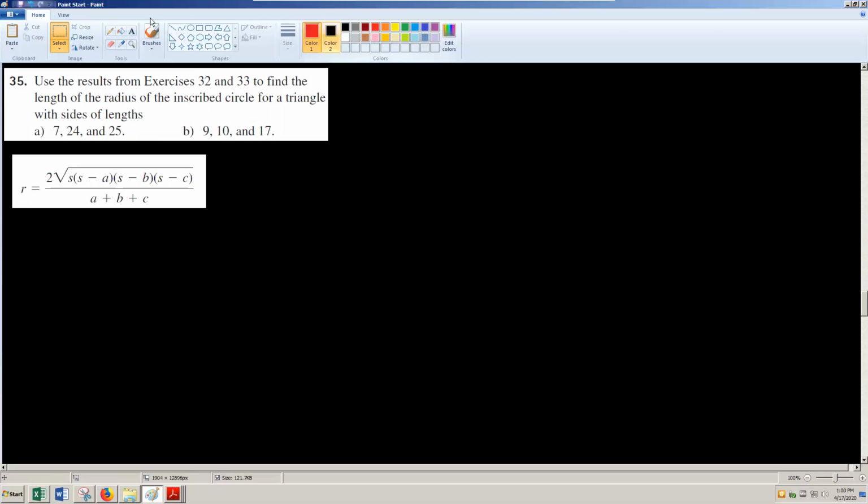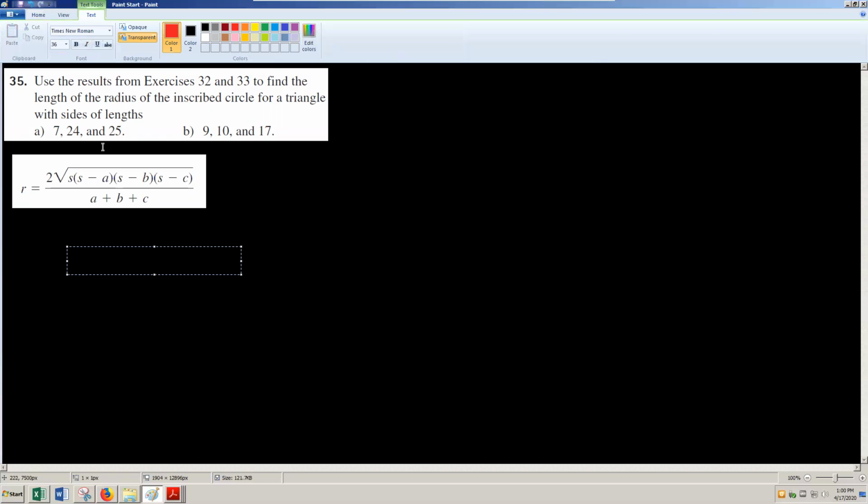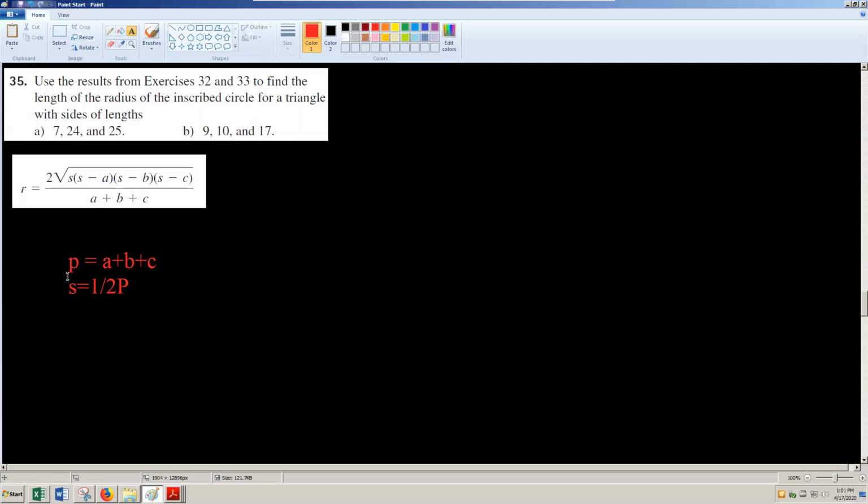The only interesting part, I guess, to go from here to here is that my perimeter equals A plus B plus C, and that my semi-perimeter equals 1/2 of my perimeter. In terms of other aspects of this problem you could consider, that would be it. Any questions on this one? Again, if anybody wants me to plug these values in, I absolutely will.